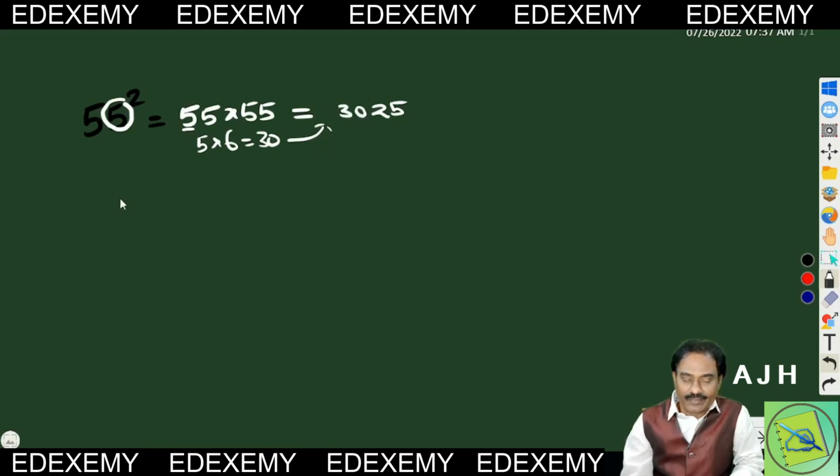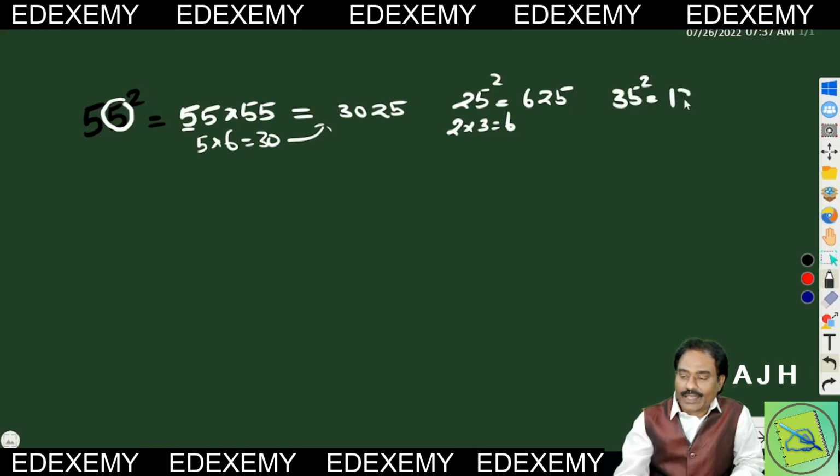So simple. See, we will find another number where the unit digit is 5. 25 square we will take. Here you can blindly put 25, the last 2 digits. Here 2 into the next number, 3, gives 6. So therefore 625. Within a second we can write the answer. This pattern works for all numbers which end in 5. For 35 square: 3 into 4 is 12. 5 square is 25. So 1225 is the value of 35 square. See how simple it is.